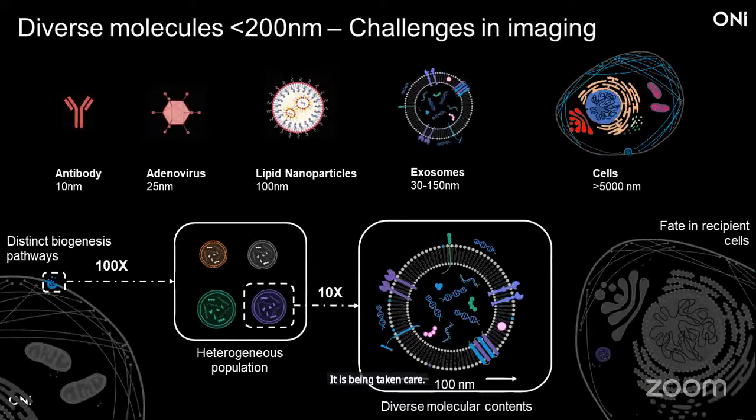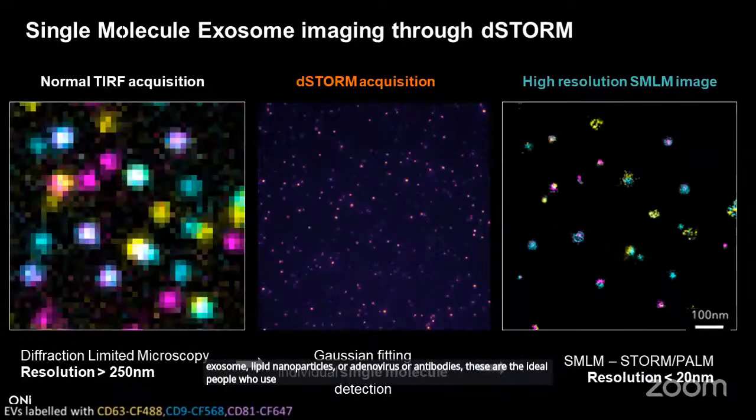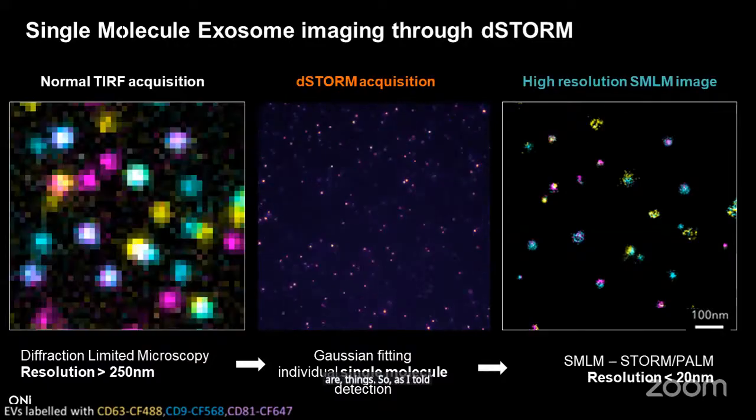So I'll run through a couple of slides where we have demonstrated different applications using different super-resolution techniques. People who work on cells, exosomes, lipid nanoparticles, adenovirus or antibodies are the ideal people who use our systems. As I told you, EVs are the main customers.